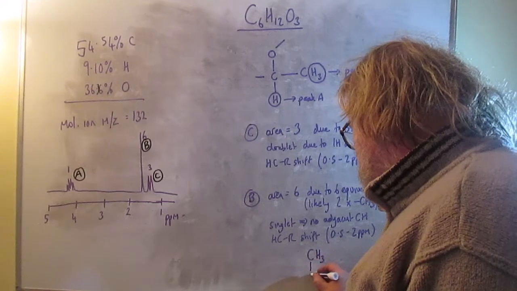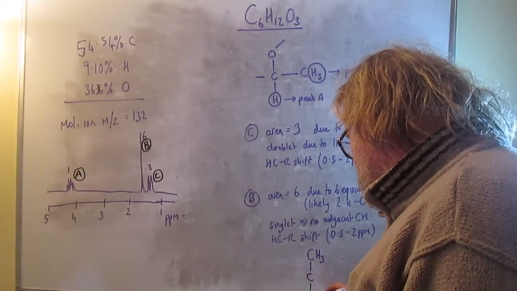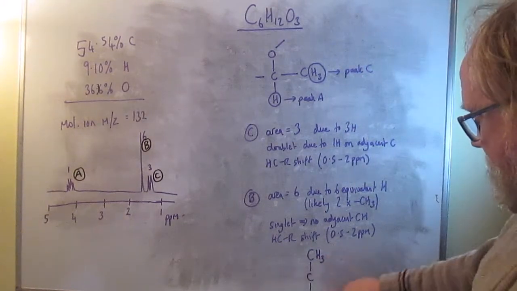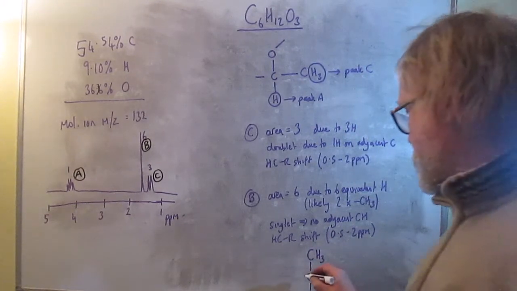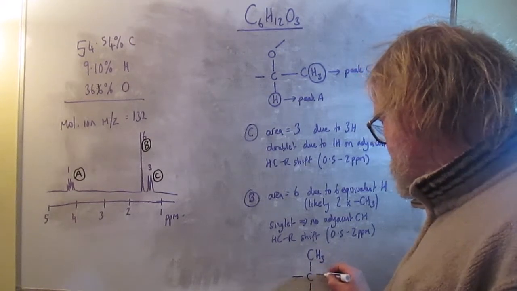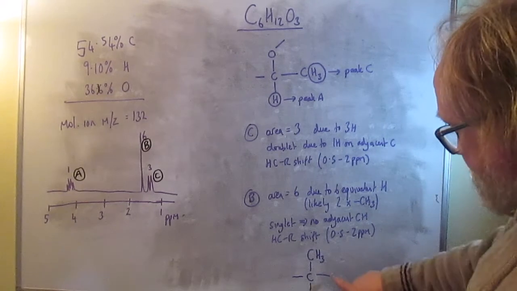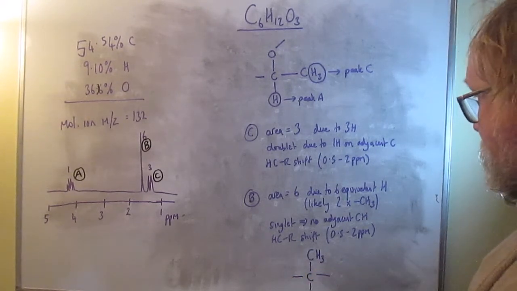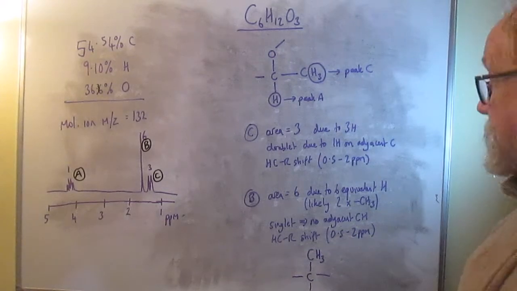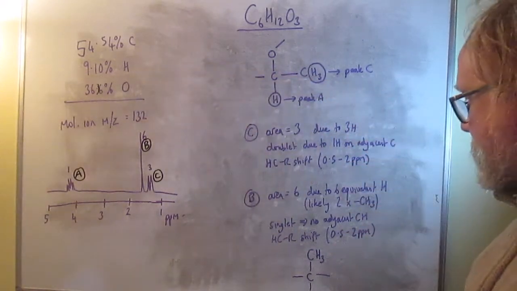So that suggests that we have this arrangement where you have two methyl groups bonded to the same carbon and therefore equivalent to one another. Okay, so that suggests that arrangement, and whatever is attached at these two positions, there are no CHs there. So we've got two fragments of structure that we can now put together.